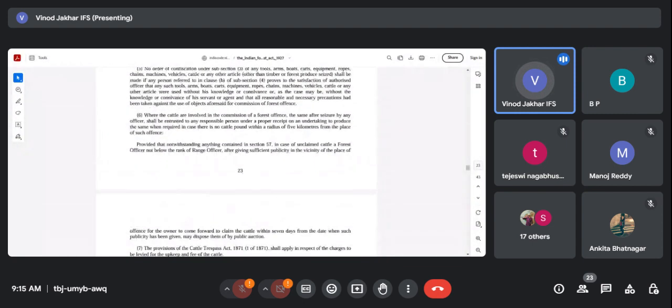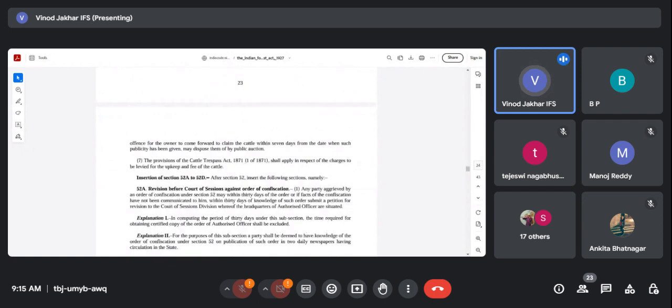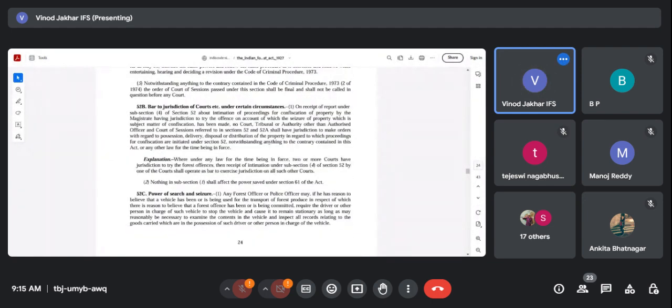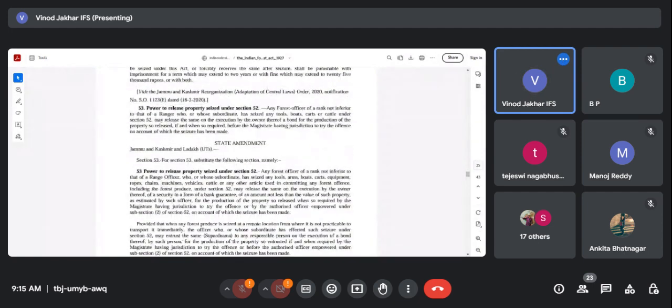This is about the procedure, how it is done. This is not important for you. It's about the procedure only. This section is still important. Power to release property. If any forest officer has seized any article or any vehicle and all, you can release it on production of a bond. This is what is misused by forest officers for corruption.